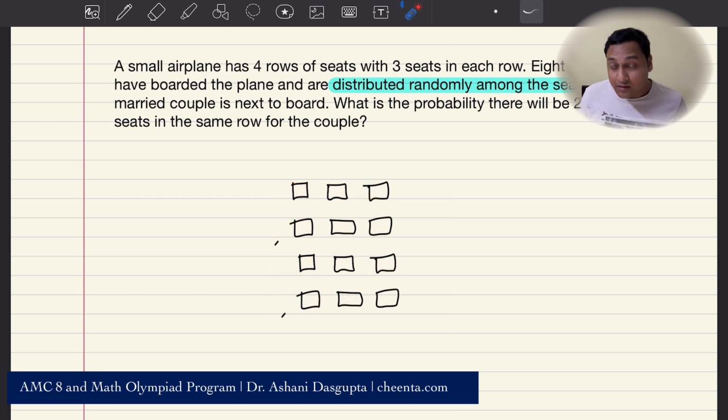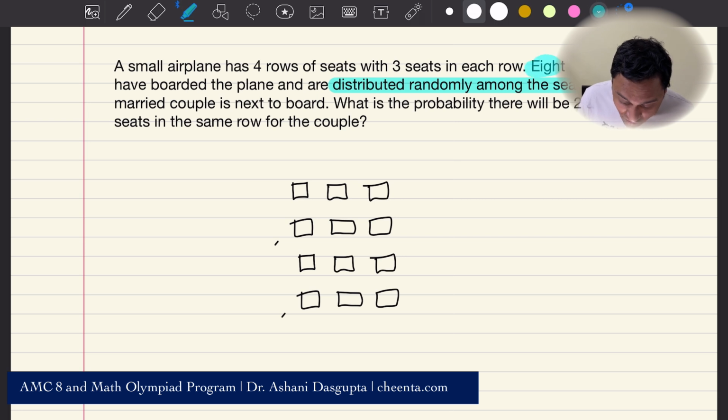The second thing that they say is that 8 passengers have boarded the plane. This has happened already, and they are distributed randomly among the seats. So what does that mean? I'll come to that in a second. But let's first read the entire problem.